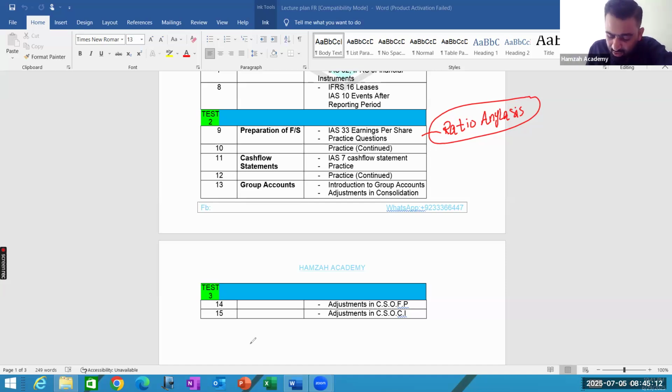And on accounting standards, we will be covering, which I did not mention here, IAS 21, Forex, exchange rate. If there is a change in a foreign exchange rate, how to reflect that change in a financial statement, we will learn in IAS 21. It is an accounting standard.